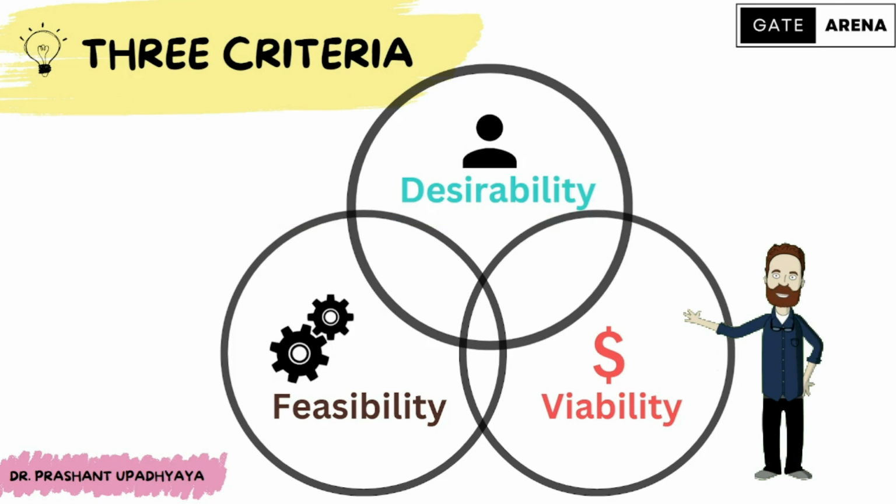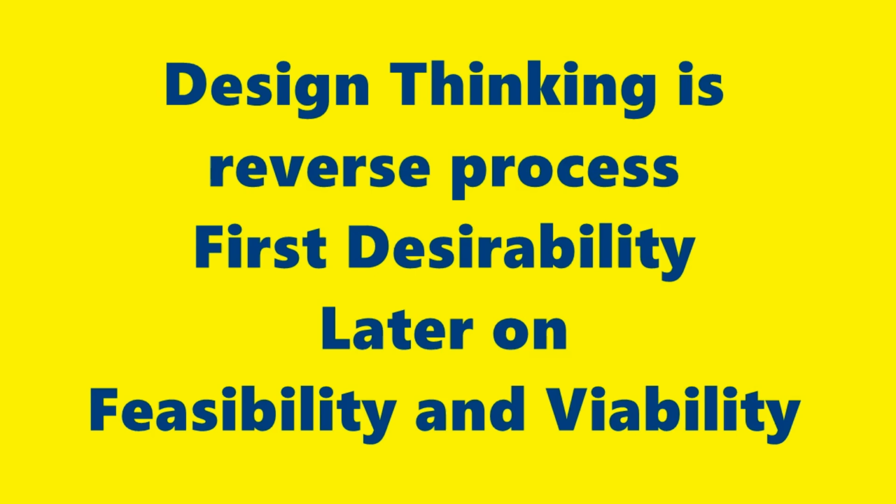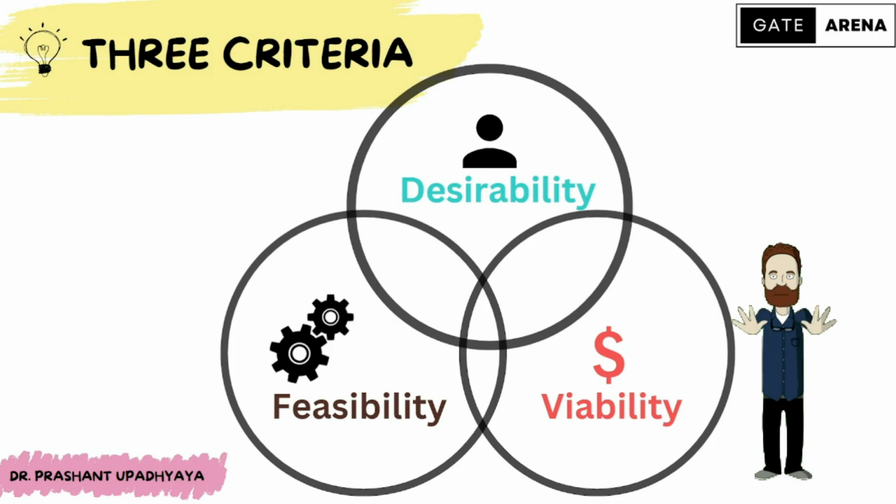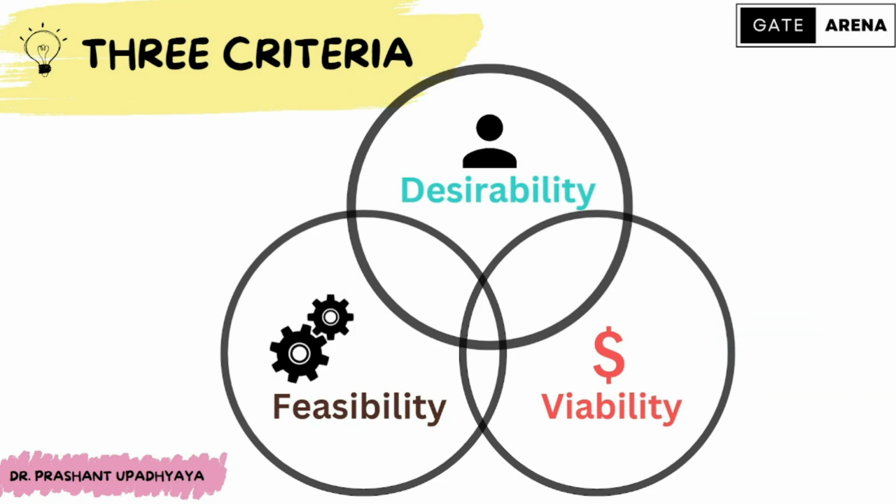But design thinking is the reverse process. Teams begin with the desirability for the user and then bring in the other two lenses, feasibility and viability, later into the product. Because if you do not acquire the desirability of the people, that means the user, then the product you are designing will not have that innovation. So you have to focus on these three criteria whenever we are talking about the design thinking process.